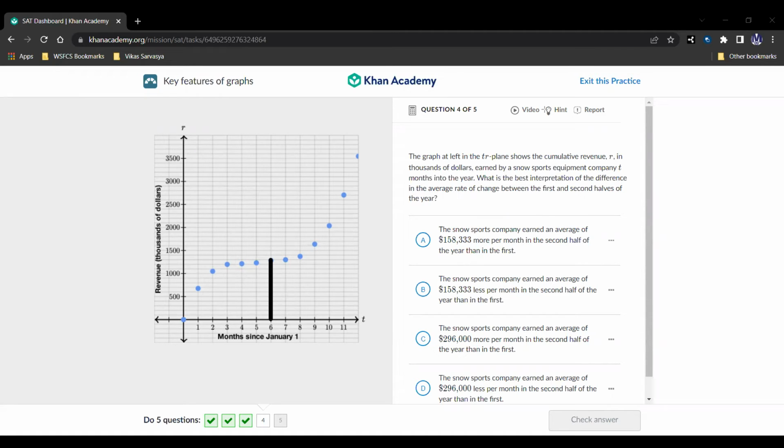Everything in this first half is in green. That's the revenue for the first half, and the second half revenue is in red.